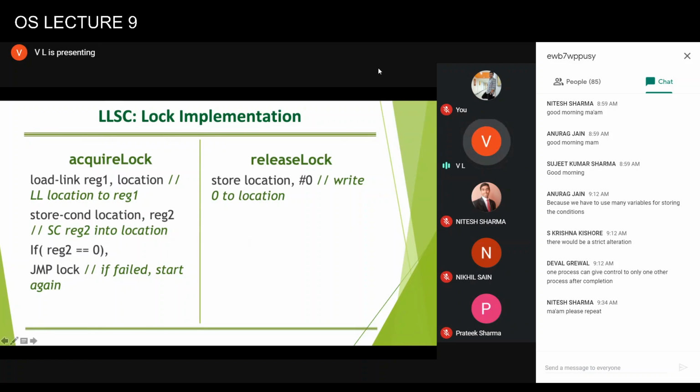So in this particular case, the acquire lock will load link a location, and load the location to register. Whatever is stored at location is stored in register 1, and whatever is stored in register 2 is stored back to the location. Initially, let's say the location is 0.